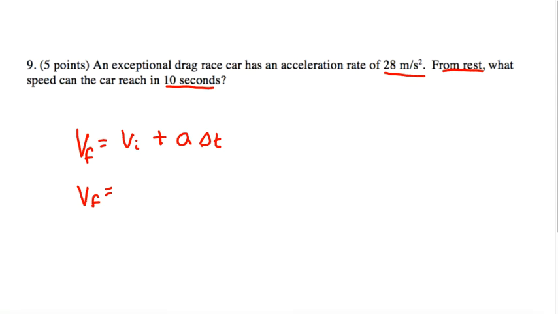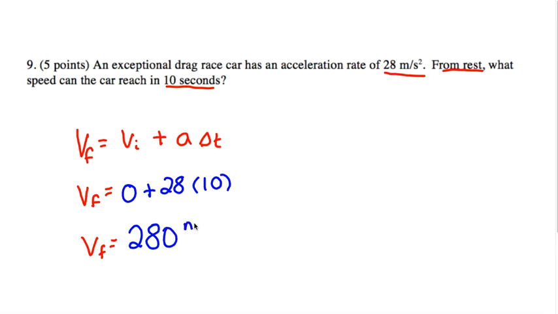Our velocity final will equal velocity initial, started from rest, velocity initial is just 0, plus our acceleration for this car is 28 meters per second squared, multiplied by our time, which is 10 seconds. So this is a fairly easy problem. Since we know this is 0, that kind of just drops out. Our final answer for velocity final will just be 28 times 10. So 280 is our answer for this last problem. This is a velocity, so make sure you have a label, meters per second.